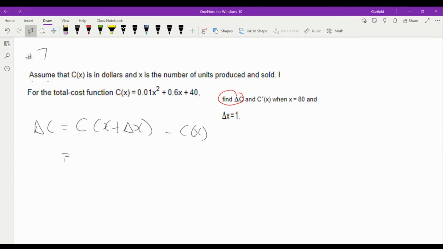All right, so what are we plugging in? Well, x is equal to 80. So this is 80. This is 1. And this is 80. So we're finding c of 80 plus 1, or c of 81, minus c of 80.